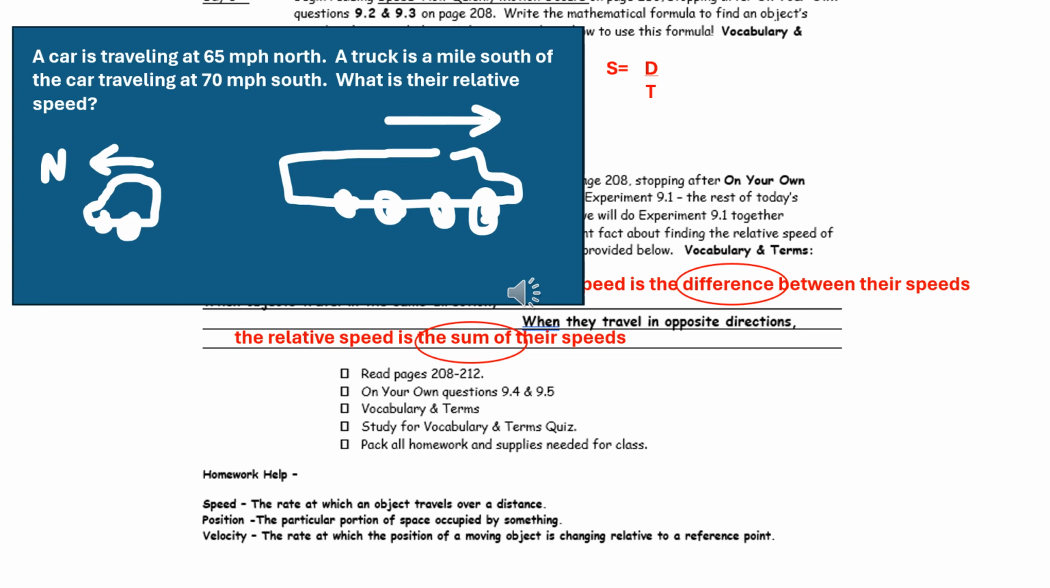So this time we know when things are traveling in opposite directions, their relative speed is the sum of their speeds. So this time we're going to add them together. So we have 70 miles per hour plus 65 miles per hour, and the answer is 135 miles per hour. And because we're talking about their relative speed, we need to say in relation to them in order to have a correct answer. So they are traveling at 135 miles per hour away from each other.